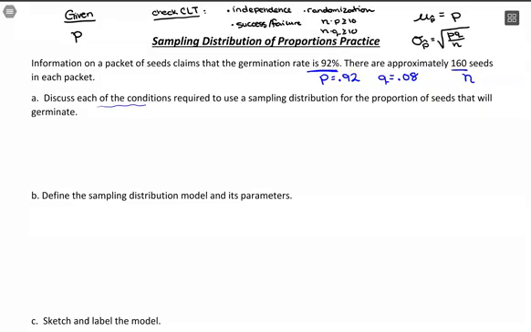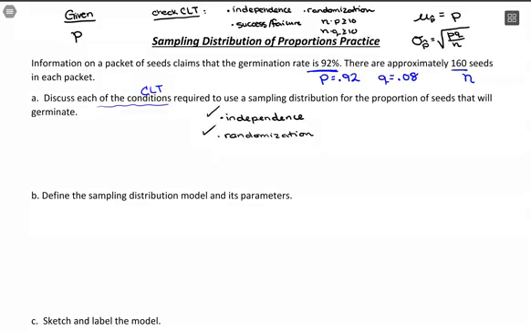So the first step is that we're going to discuss the conditions, which is our central limit theorem. So, independence. Independence and randomization, again, you can just mark those off. I just want to basically see that you thought about them. That's all I'm requiring for our course.